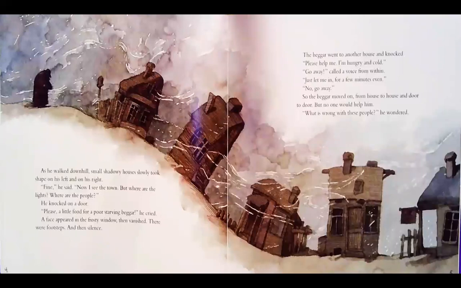Did you hear details about the beggar such as poor, starving? Let's look at the next page.